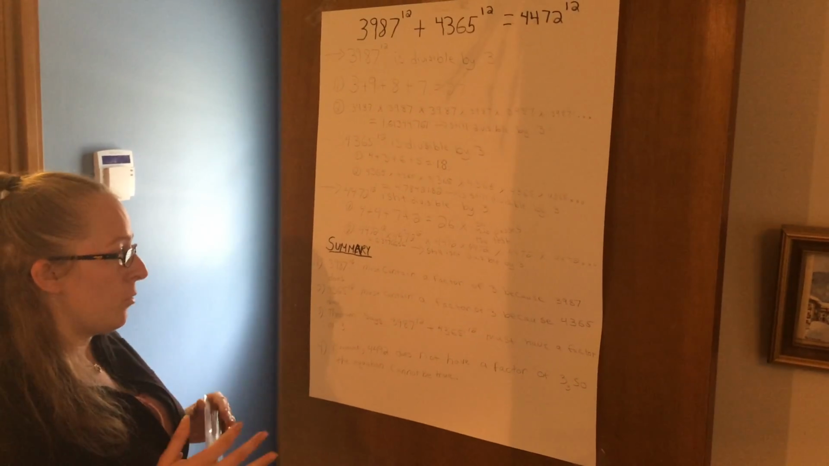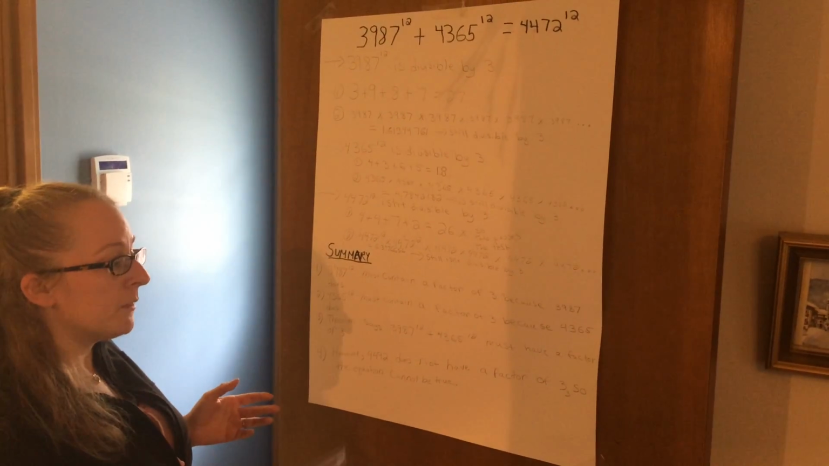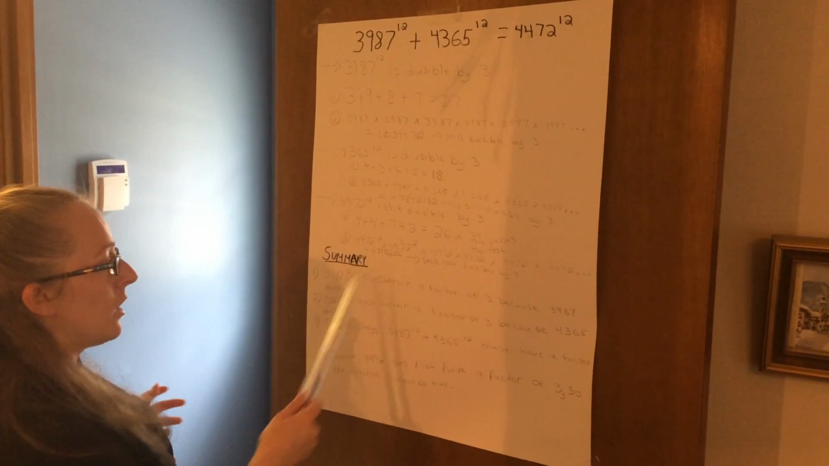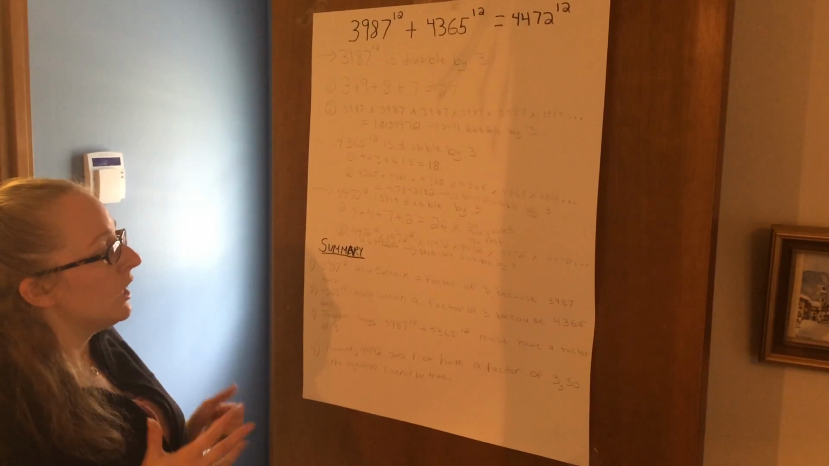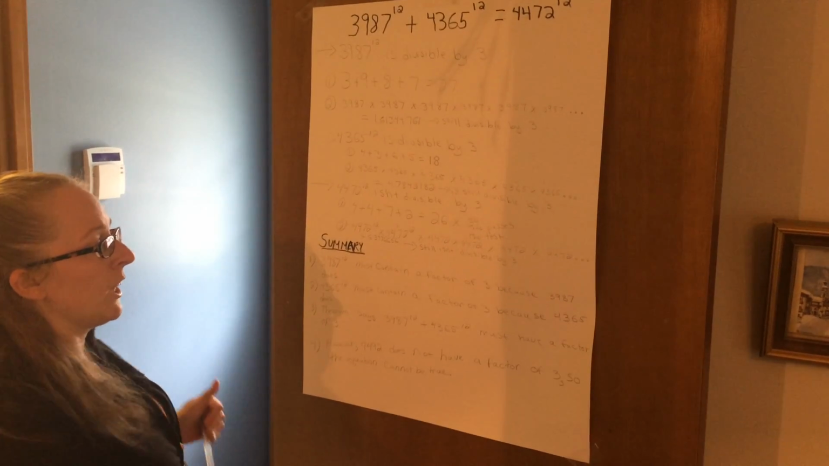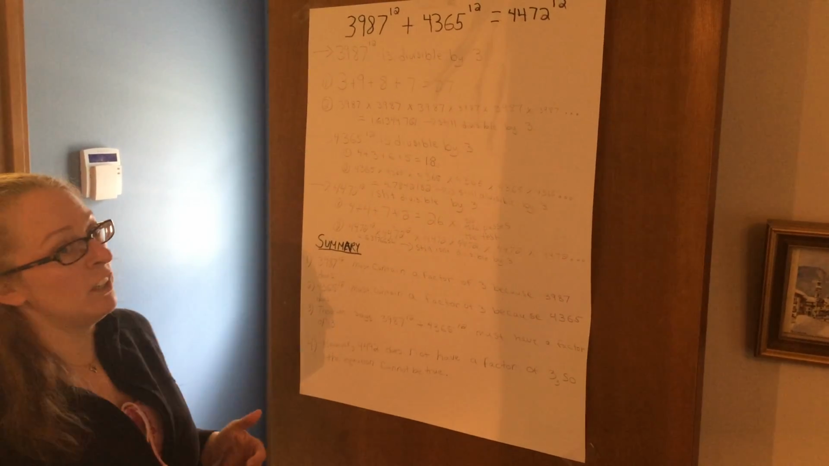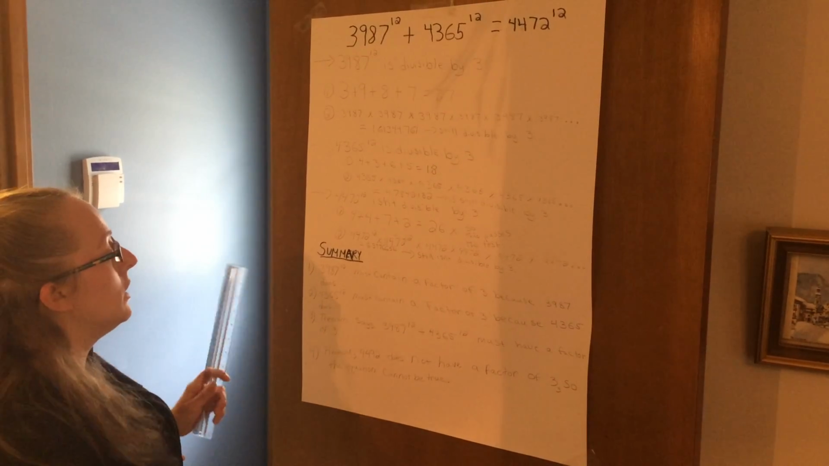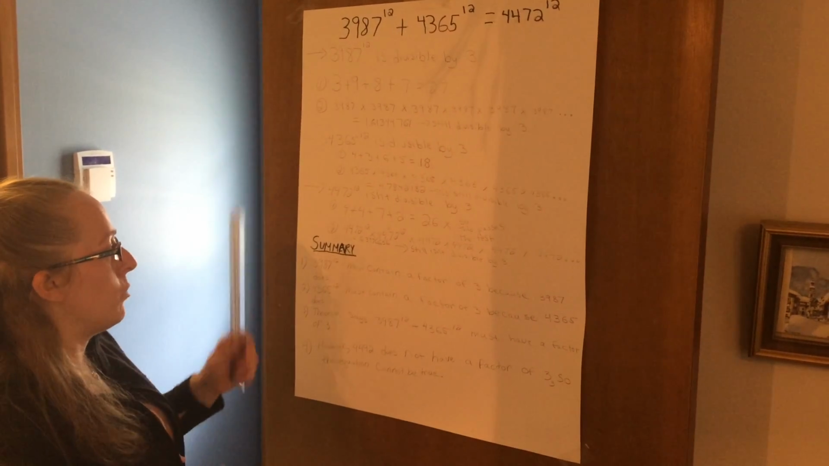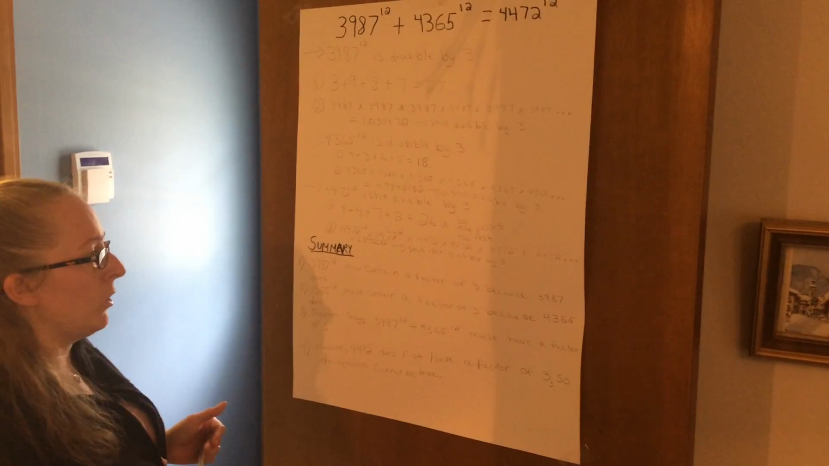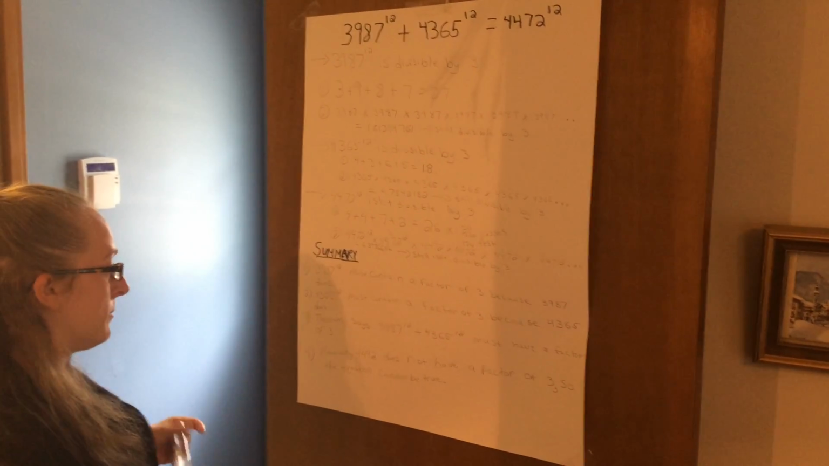Secondly, 4,472, if we multiply that 12 times, the number we would get is 6.376656, and we know that this isn't divisible by 3. So we have proved that 4,472 to the power of 12 isn't divisible by 3.